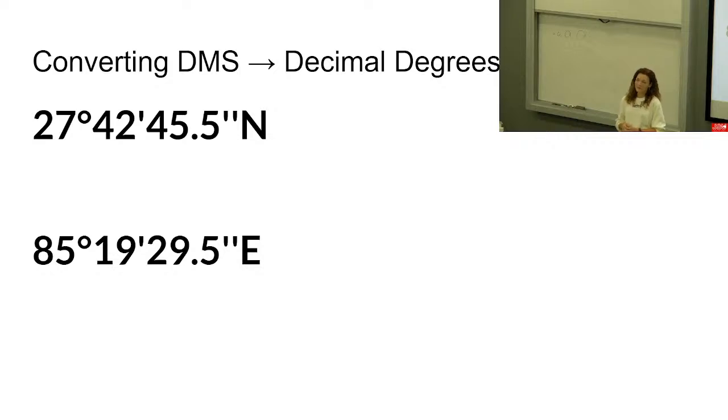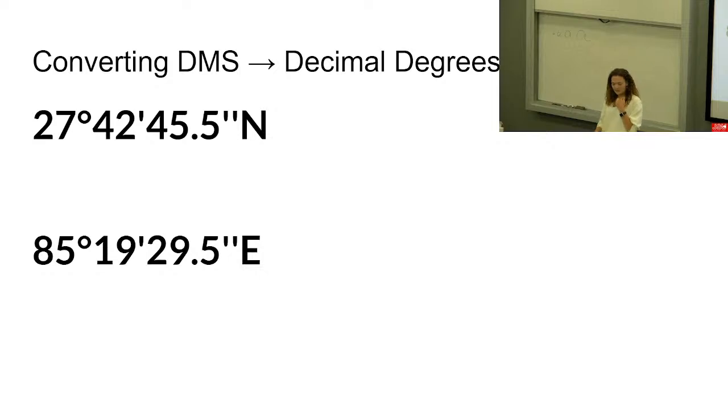So we're going to do 45.5 divided by 60, and that gives us 0.7583. So we just converted those seconds into minutes. And we're going to add that to our original minutes of 42, which gives us 42.7583, and we need to convert that to degrees. To convert that to degrees, we're going to divide by 60, because there's 60 minutes in a degree, so the magic number is 60.